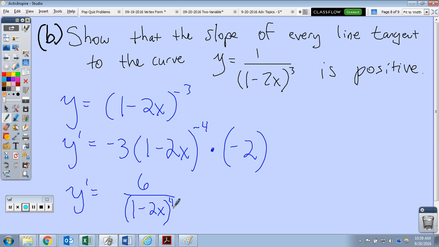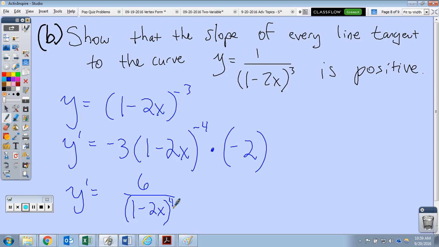Okay, so you think intuitively here: show that the slope of every line tangent to the curve is positive. So y prime of x is equal to this. Notice no matter what real value x is, whether it's positive or negative, if this is a negative value, this will be positive. You have positive divided by positive. If it's a positive value, you still have a positive quotient. Positive over positive.